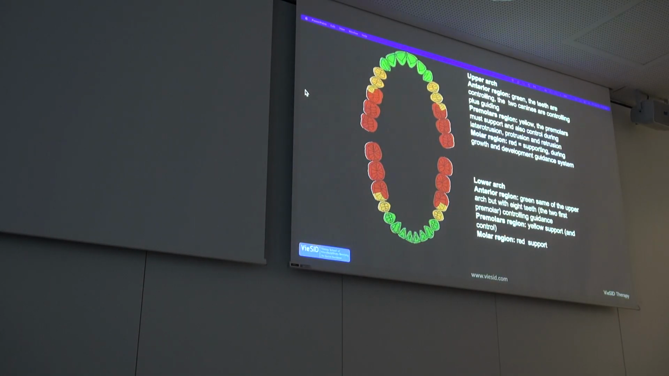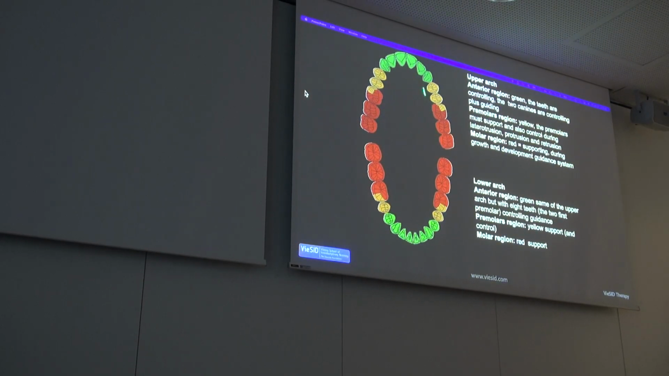This is again just a reminder of what each tooth does in the arch. So in the upper arch, in the green, we can call these controlling teeth. The two canines are controlling plus guiding, so controls. Remember, we don't want guidance on the upper incisors. Premolars are in yellow, support and also control, lateral protrusion and retrusion. In the molar region, red is the support during growth and development.